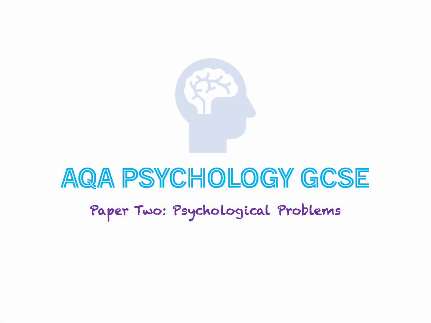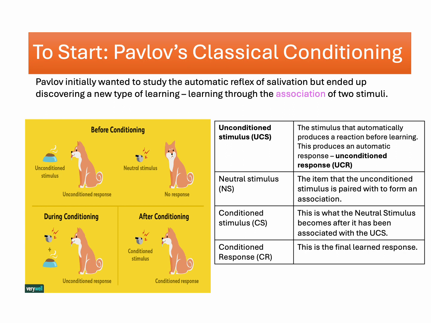This is an AQA Psychology GCSE revision video for the Paper 2 topic of psychological problems, with a specific focus on aversion therapy, treatment for addictions. So before we get into what aversion therapy is and how it works to treat addiction, you have to have a general understanding of the concept of classical conditioning. Classical conditioning is going to be a key term when discussing aversion therapy.